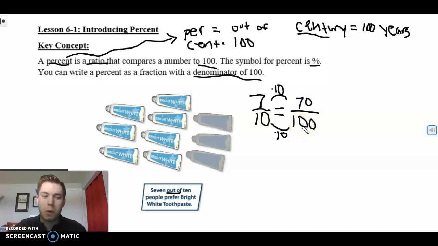Well, we're still not quite done yet because we don't have a percent, but this right here is going to help us write the percent now. Because to go from the fraction or the ratio to percent, all we have to do now is take our part, which is our numerator, and write it as a percent. So we have 70%.